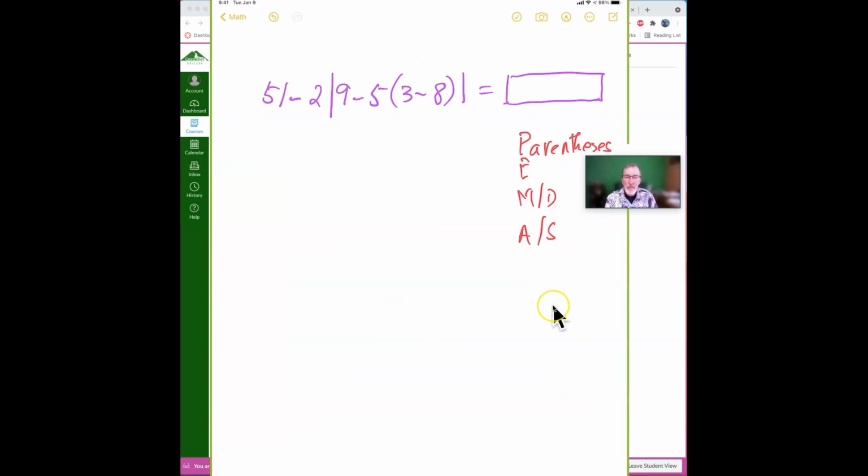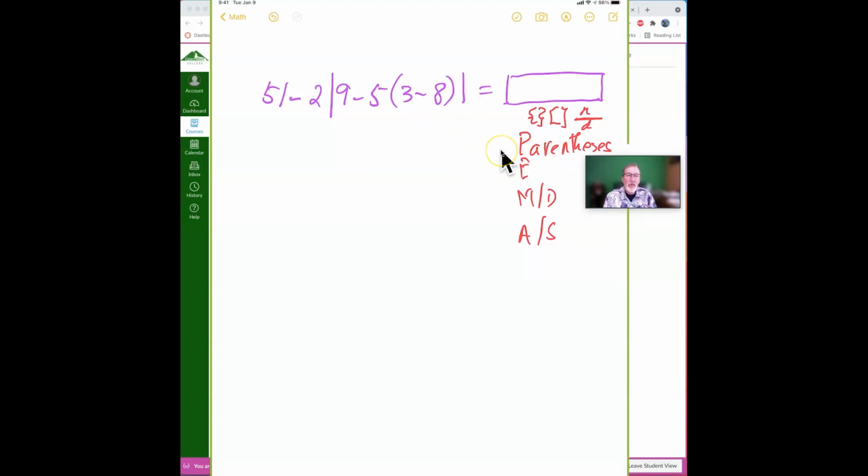Parentheses includes curly brackets like this, square brackets, regular parentheses, absolute value brackets, and also the line in a fraction. So you've got the numerator and the denominator. That line that separates the numerator from the denominator functions like a parenthesis. It keeps the two separate. Normally you want to do all of the numerator first and then all of the denominator. A couple of exceptions, but we'll talk about those later.